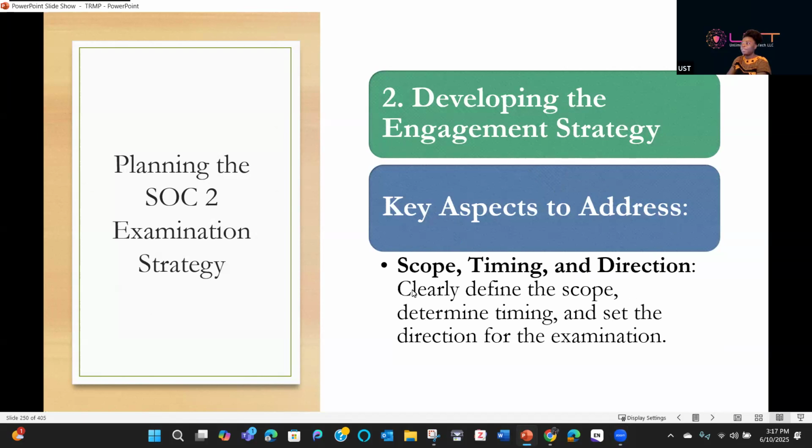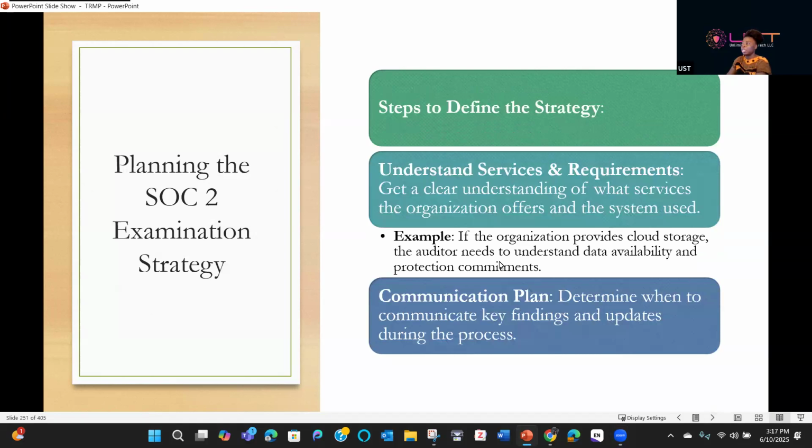Key aspects to address: we have scope, timing, and direction. Clearly define the scope, determine timing, and set the direction for the SOC 2 examination. Step one, define the strategy, understand services and requirements. Get a clear understanding of what services the organization offers and the service use. Even you as an entity user, that's an important thing. You need to understand what kind of service it is. It's very, very important. That's why we spend so much time talking about the system description, how it's integrated with other systems, if they have sub-service organizations, but you need to have a good understanding of those. As an example, if the organization provides cloud storage, the auditor needs to understand data availability and protection commitments.